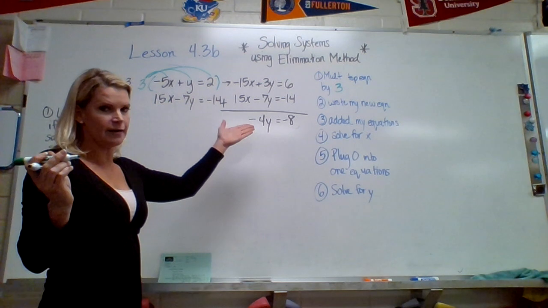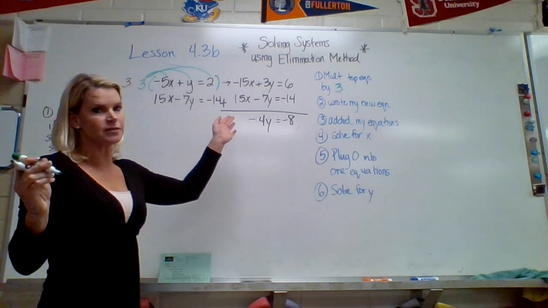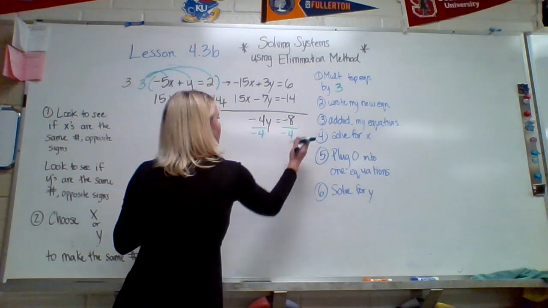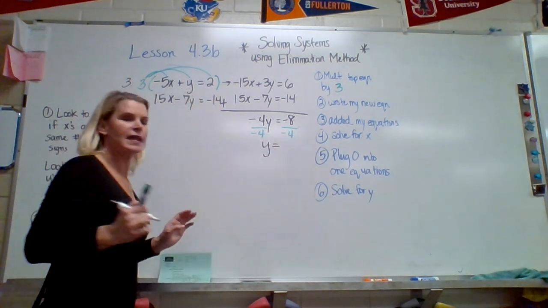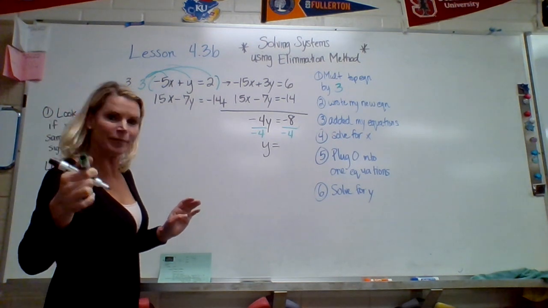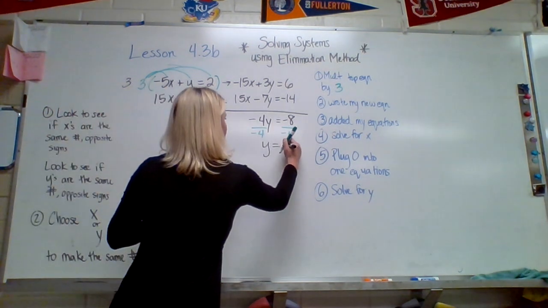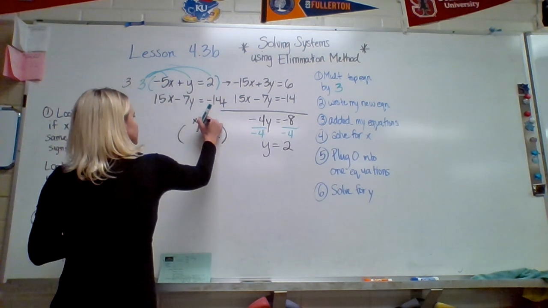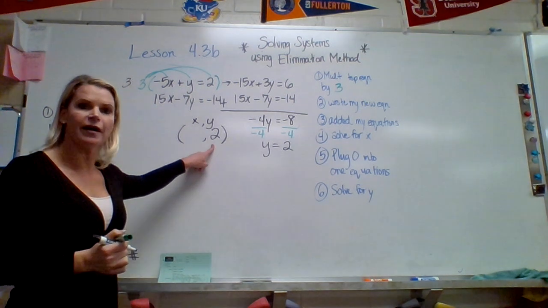The negative 4 is there. It's multiplied by y. I do the inverse operation. So I'm going to divide both sides by negative 4. And negative 8 divided by negative 4 is positive 2. So that means that I'm halfway done. My x I do not know, but I know what my y value is.